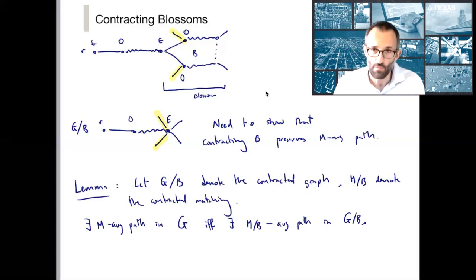So now let's fill in the details of this lemma and then pull it all together and make sure we understand how this implies that we have an algorithm. Okay, so again, we want to show that there exists an augmenting path in G if and only if there exists an augmenting path in the contracted graph.